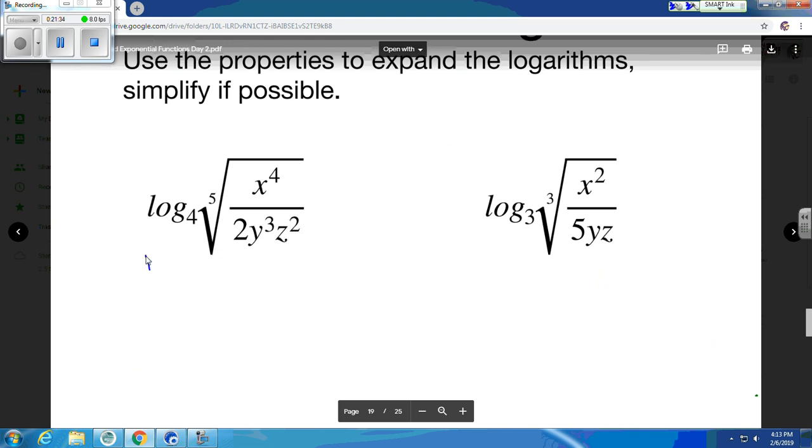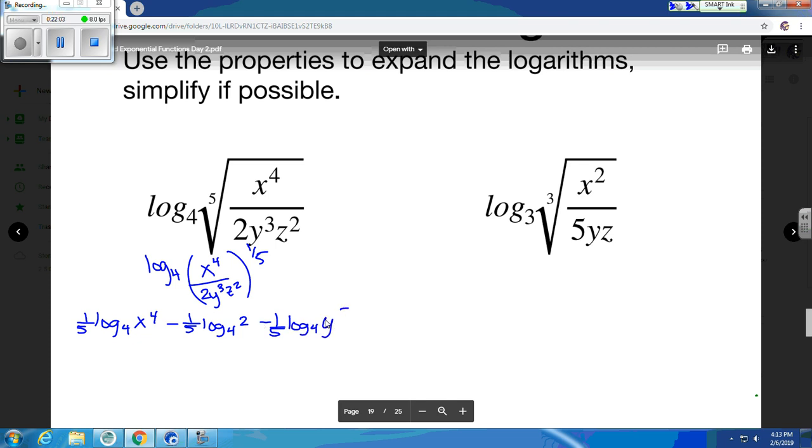Fifth root, I'll have log base 4 of x to the fourth over 2y cubed z squared raised to the 1/5 power. My 1/5 power will come down front. I'll have 1/5 log base 4 of x to the fourth minus 1/5 log base 4 of 2 minus 1/5 log base 4 of y to the third minus 1/5 log base 4 of z squared.